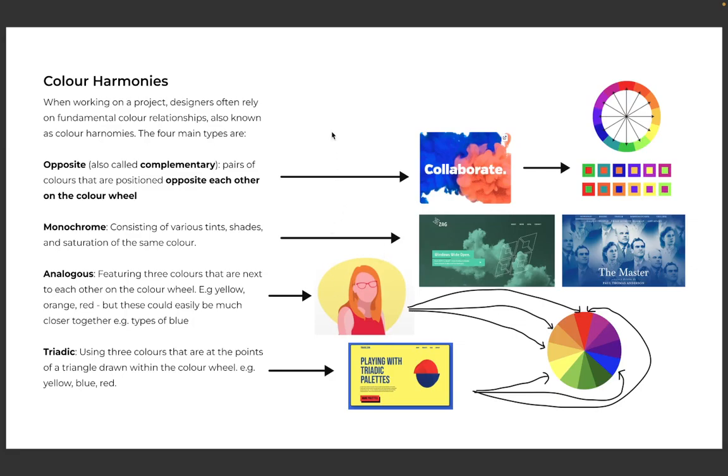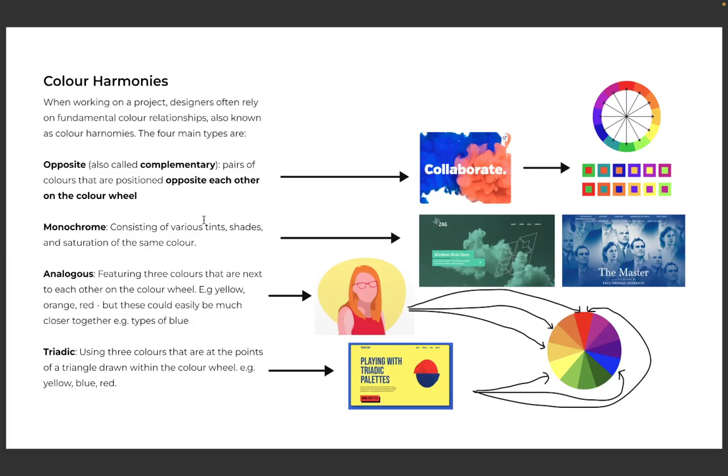The four main types are opposite, which is also called complementary colours. That's pairs of colours which are positioned opposite each other on the colour wheel. So you can see here that orange is opposite to blue, and those two colours have been used here, and there are more examples of opposite colours here. You can notice that these colours pop quite a lot.